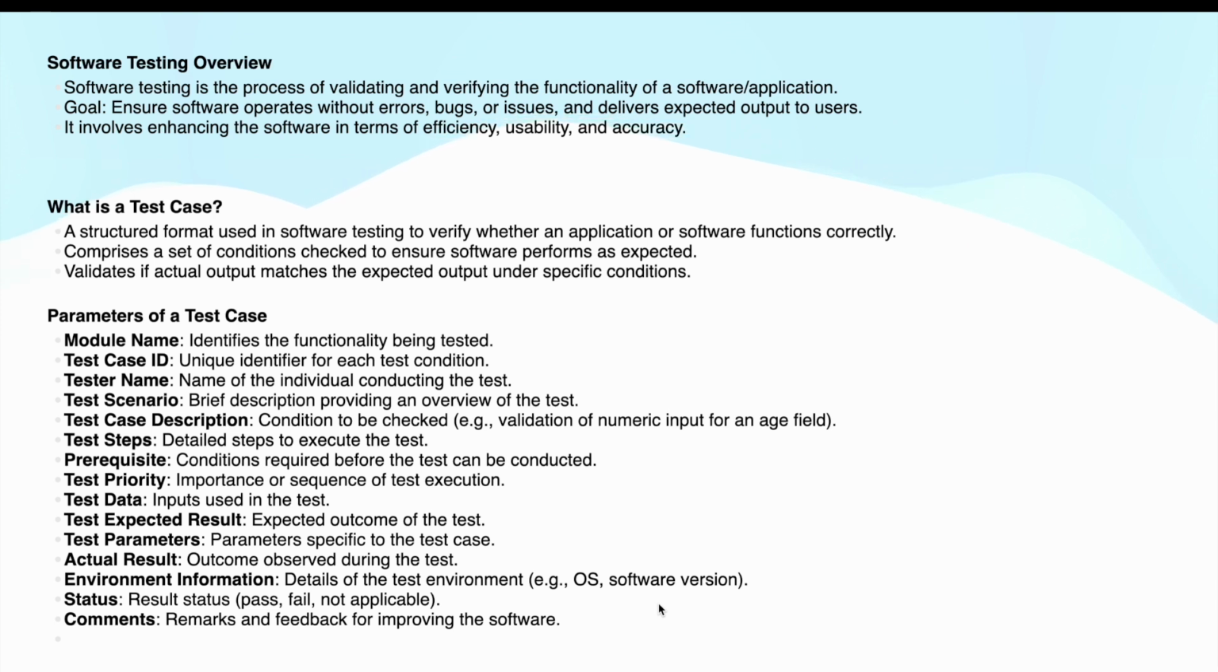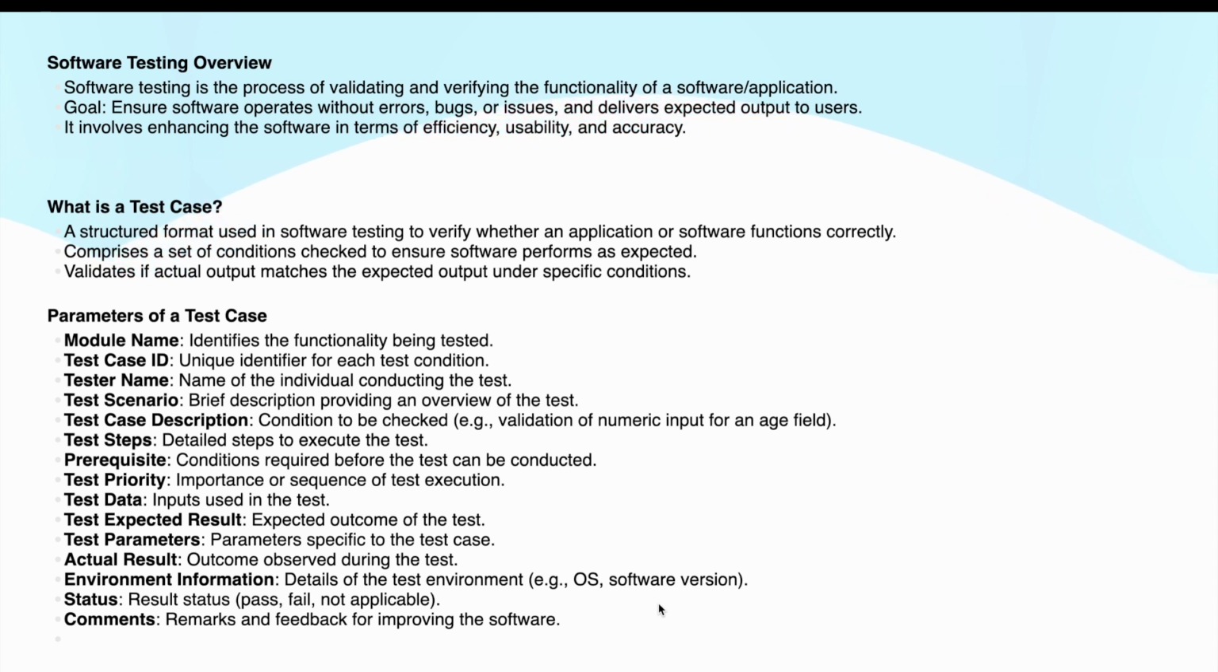Software testing is the process of validating and verifying the functionality of a software application. Its primary goal is to ensure that the software operates without error, bug or issue and that it delivers the expected output to the user. Additionally, software testing is not just about identifying faults, it also involves enhancing the software in terms of efficiency, usability and accuracy. To conduct testing, a software tester uses a standard format known as test cases.